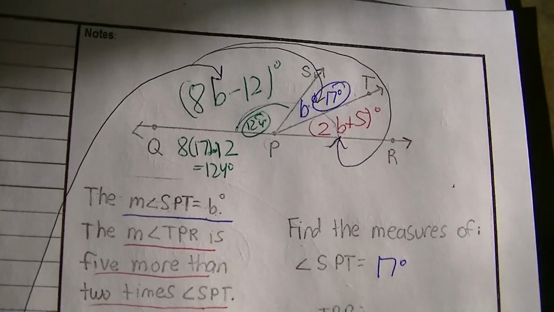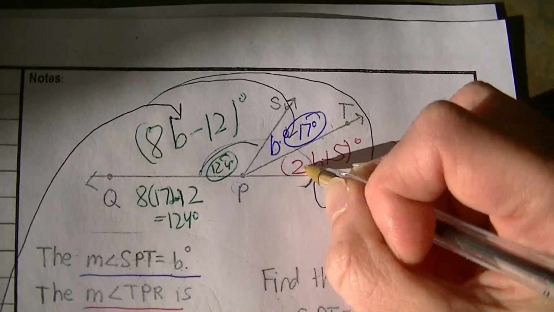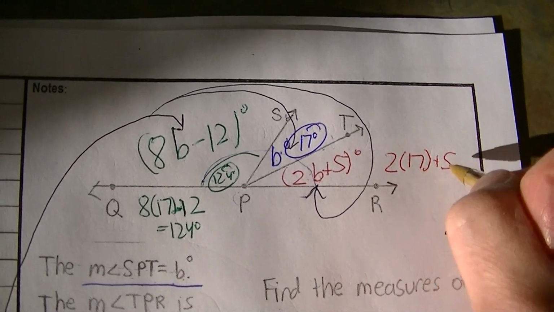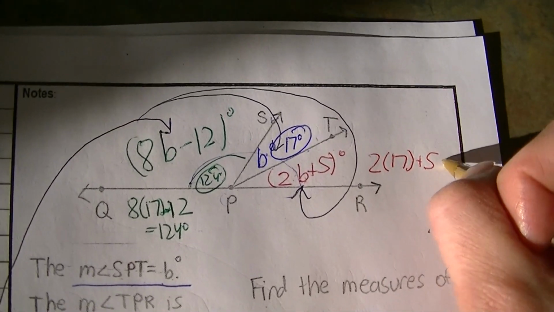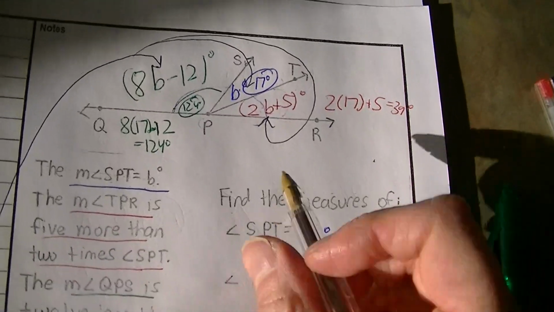Then this last one over here, we still got to substitute it, so 2 times, remember b was 17, plus 5. 2 times 17 plus 5 is 39. So this angle is 39 degrees.